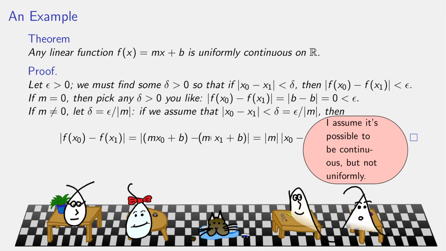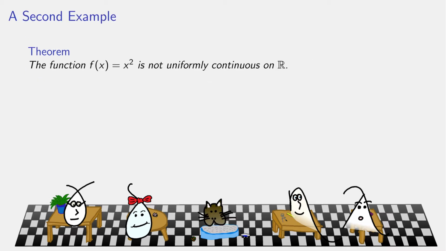This does raise a question. Why would I bother defining something new if it was the same thing? Well, we've defined things multiple times before, but yes, it is possible to be continuous and not uniformly continuous. Here's an example. The function x squared is not uniformly continuous on R.